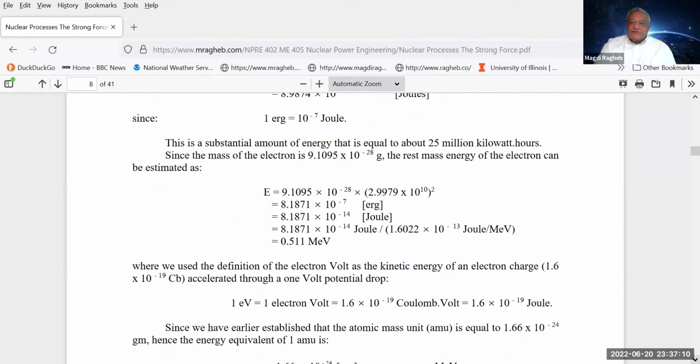So this is a substantial amount of energy. That's equal to 25 million kilowatt hours of energy like we use in our homes and our businesses in general.